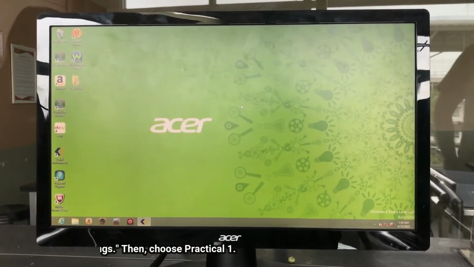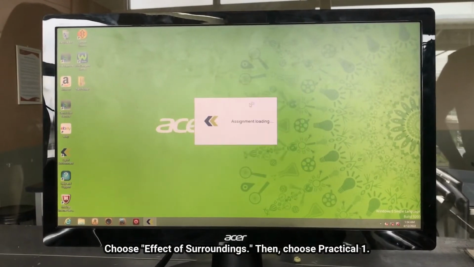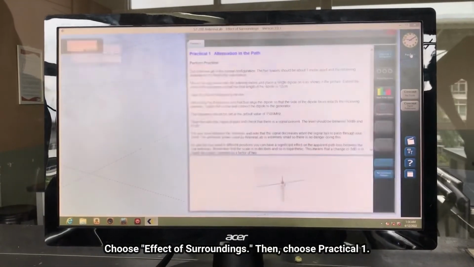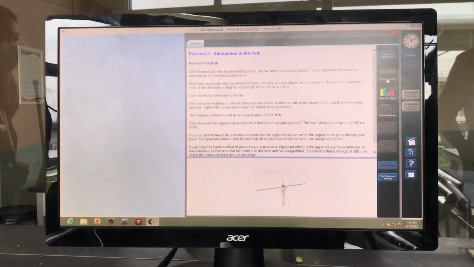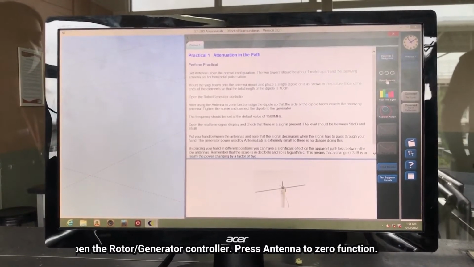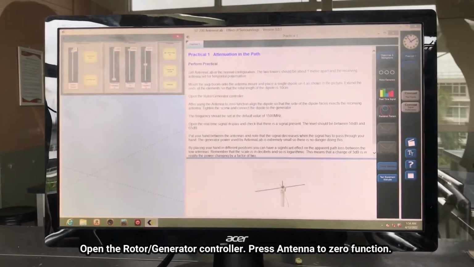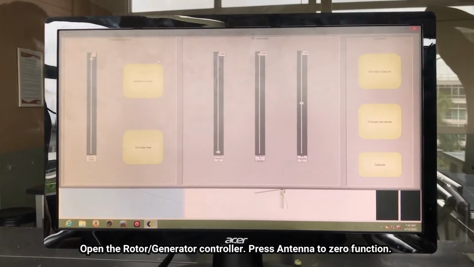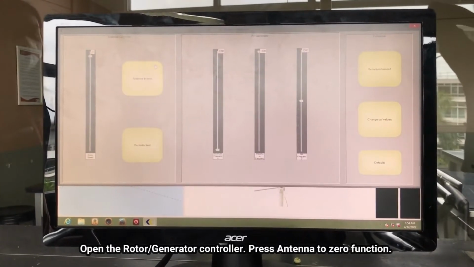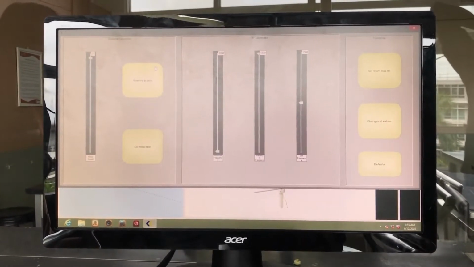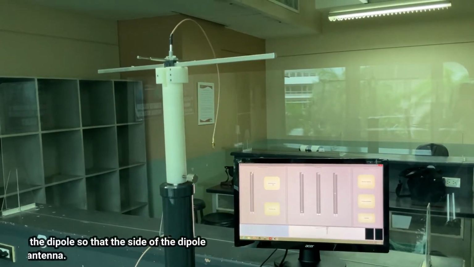Choose Effect of Surroundings. Choose Practical 1. Open the rotor or generator controller. Press antenna to zero function. The generator antenna moves and then stops.